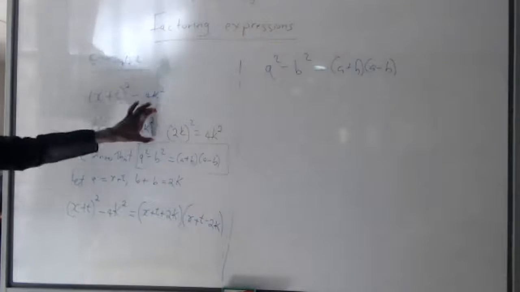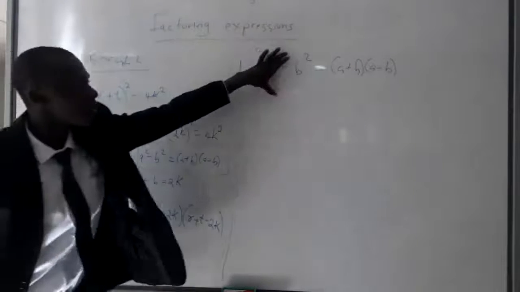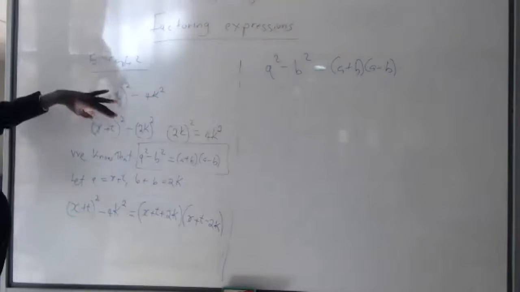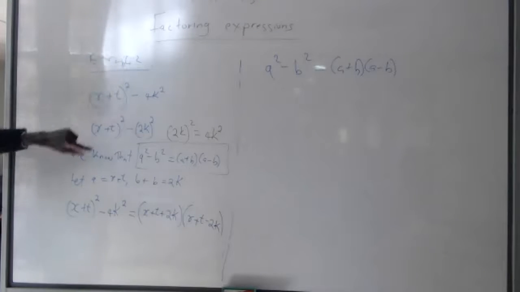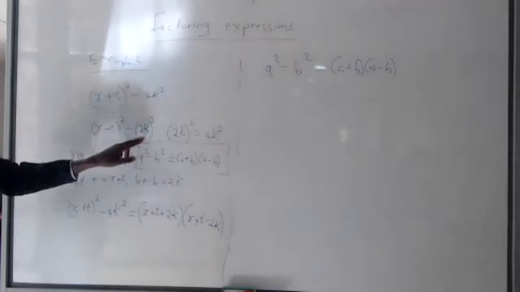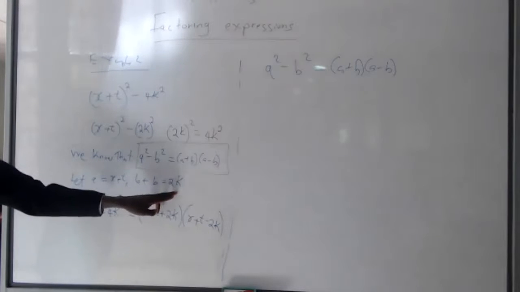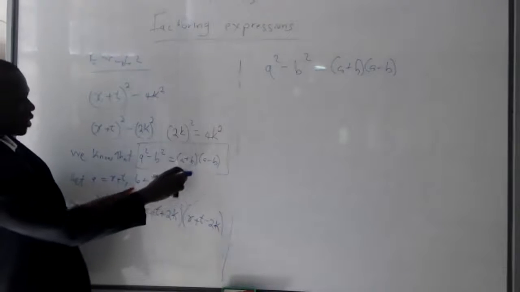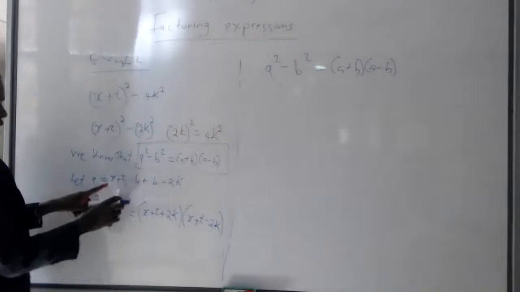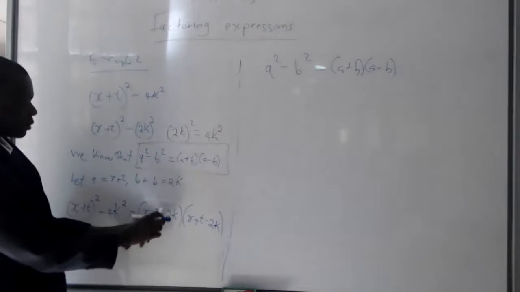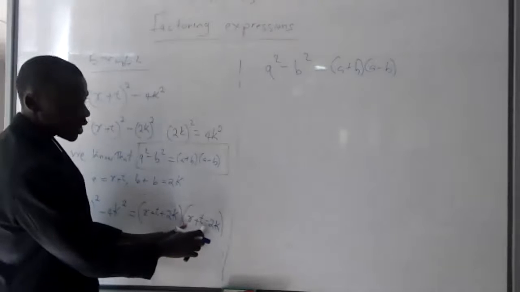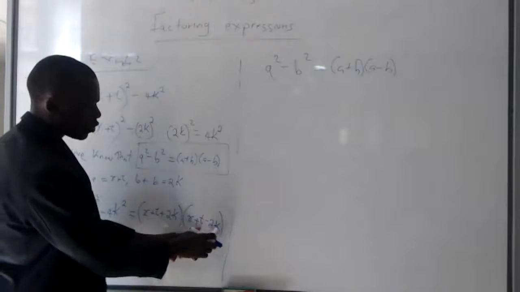So if I was to write this expression in this similar form, then my a will be the term in the first bracket, which is x plus t. So that's why I'm letting a be x plus t. And then b will be what is in the second bracket, which is 2k. So that's why I'm letting b be 2k. Then I know the factorization should be a plus b times a minus b. But a is x plus t, so I have x plus t plus b, so that is plus 2k. And then times a, which is x plus t, minus b, but b is 2k.